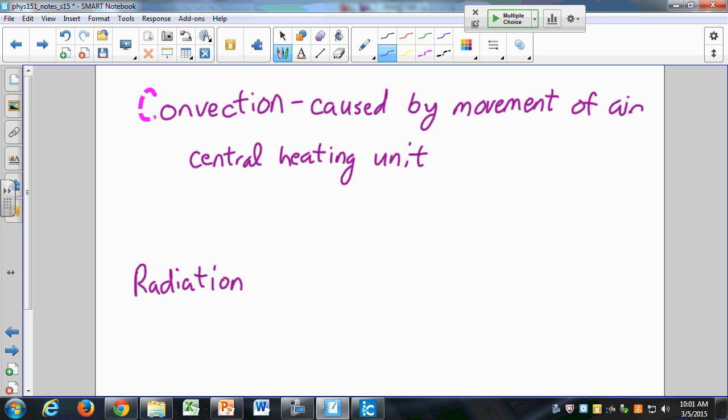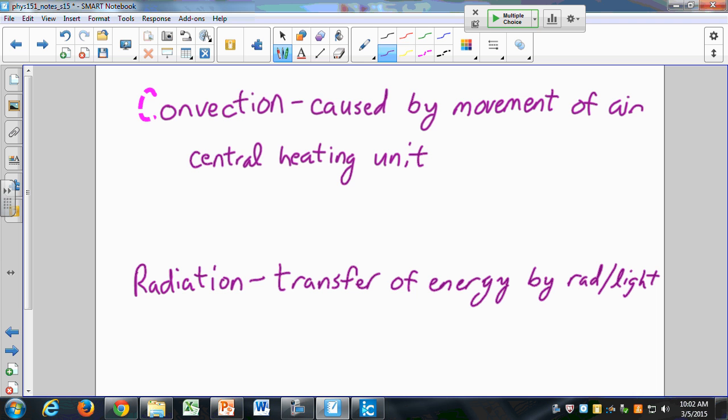And then the next thing is radiation. This is the transfer of energy by radiation or light. So imagine that you have a fire. This fire will actually emit little waves of energy. It's called radiation. We'll have a whole chapter on that later. That goes outward away from the fire, and it reaches you, and that actually causes you to heat up. So you have thermal radiation, you can feel the fire.